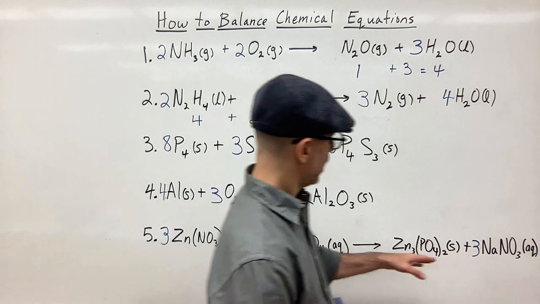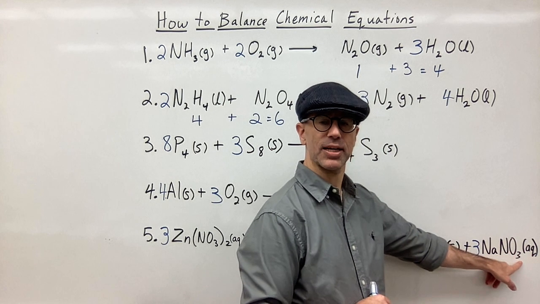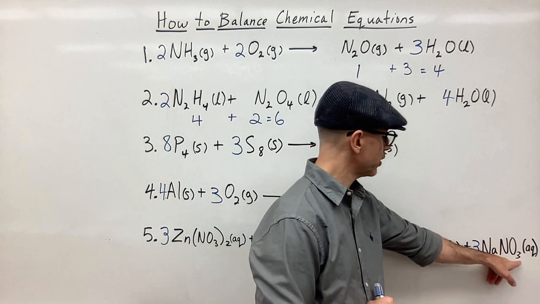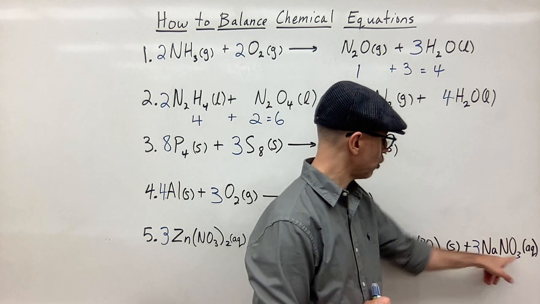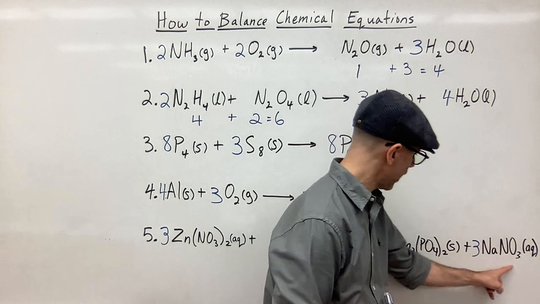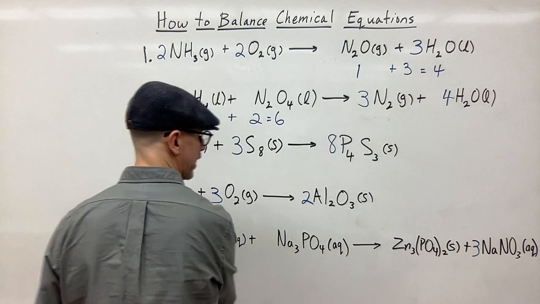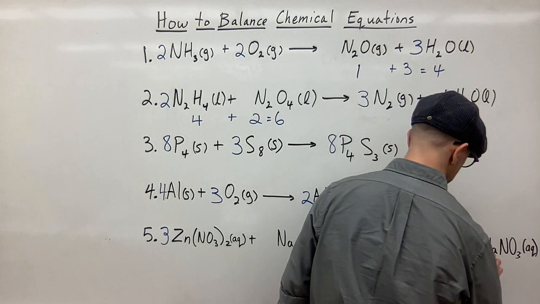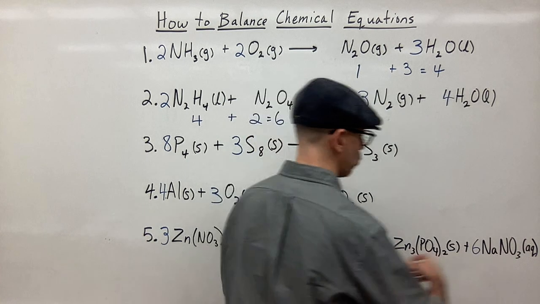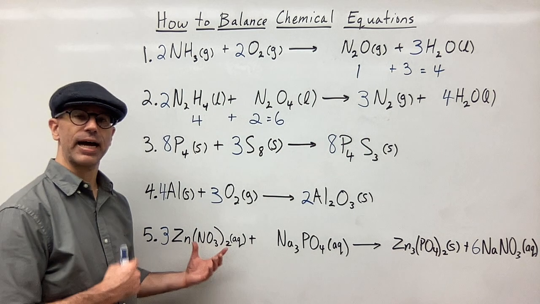And then over here, I have 3 times 1 nitrate. Don't multiply by that 3 because that 3 is part of the formula for nitrate. So don't say 3 times 3 gives you 9. Don't do that. So this 1 nitrate here, that's 1. And so 3, that means I have 3 here. So I'm going to have to change this to a 6. So now I have 6 nitrates. 6 times 1 is 6. 3 times 2 is 6. So now my nitrates are balanced.